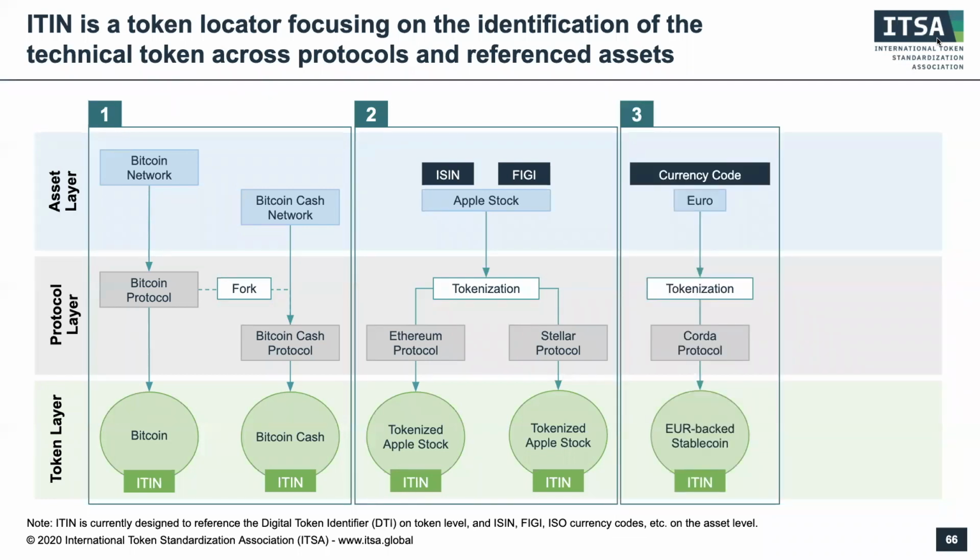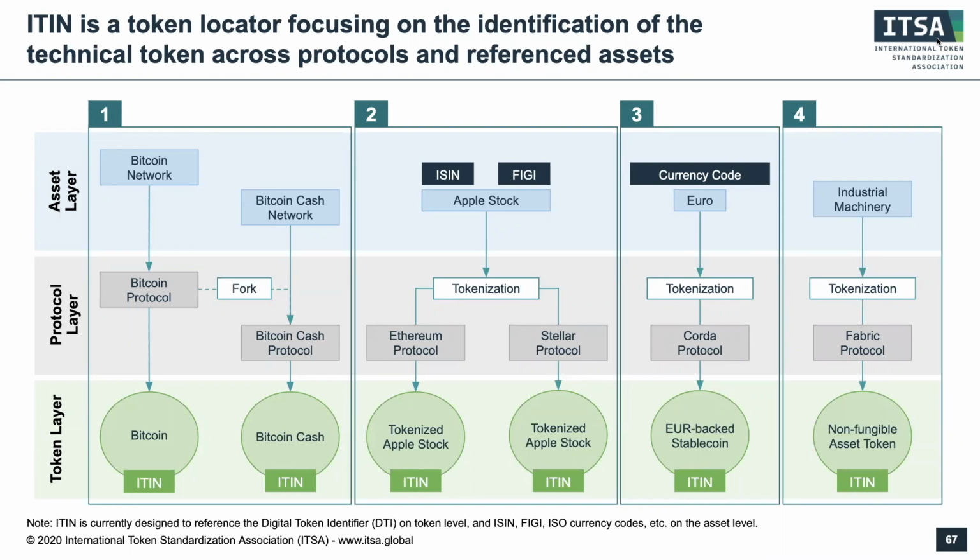Third, of course, currencies will also run on blockchain systems in the future. So here, for example, we have the euro. It's tokenized, for example, on the Corda protocol. And then a euro-backed stablecoin is emerging as basically money on a blockchain system. And again, an ITIN number would be required for this. And in the future, we might also have industrial machinery, which is tokenized, for example, on the Hyperledger protocol. Non-fungible asset tokens would emerge here. And again, we need to have the ITIN number here. So we have various possibilities why ITINs make sense, and we need to clearly identify any tokens out there.